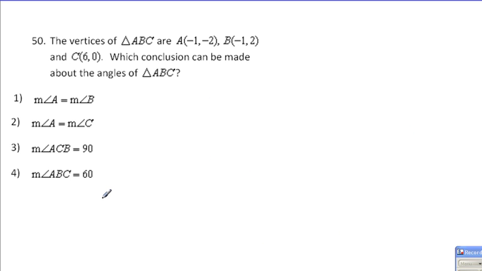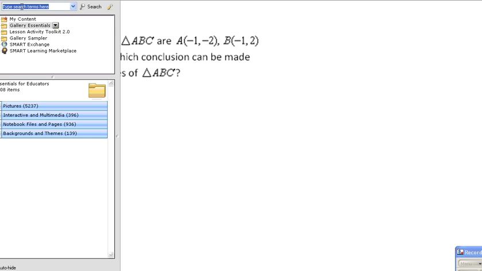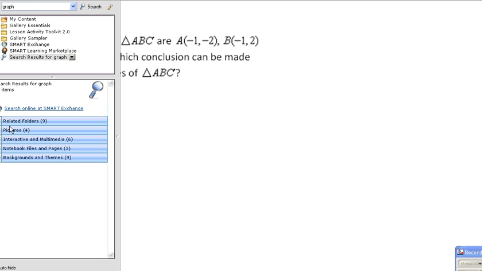Alright, number 50. We have these three coordinates. Now, since we do not know fully what's going on, I believe it is very important for us to sketch the graphic for it.